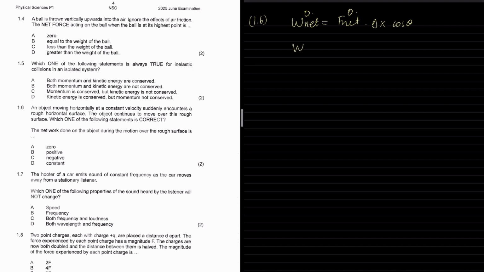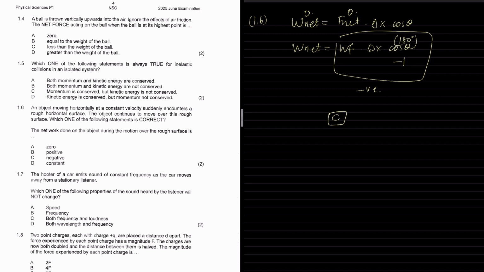So the W net is going to be the work done by friction times delta x times cos theta. Now remember, friction always acts in the opposite direction of motion, so it's going to be cos 180. Cos 180 is minus 1, so this whole thing becomes negative, and so the work done, or the net work done, will be negative. So the answer for 1.6 is C.